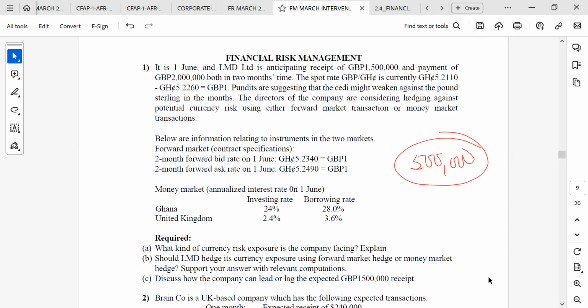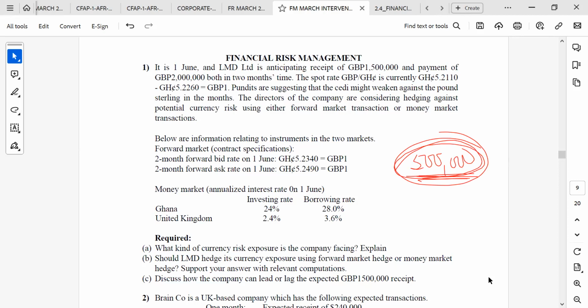They will go to the bank and borrow this amount in cedis, and invest it for 2 months. So the company will go to the bank today and say that, okay, we are paying 500,000 in 2 months' time, so we want you to lend an amount to us today.